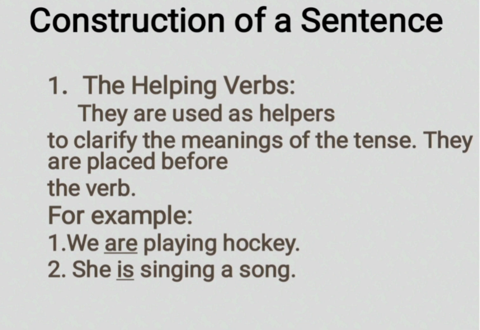Now firstly we will see the helping verbs. They are used as helpers to clarify the meanings of the sentence. They are placed before the verb. For example, we are playing hockey. Here the underlined word are is the helping verb. In the second sentence, she is singing a song. The underlined word is the helping verb which is placed before the verb. So these are the examples of the helping verbs.